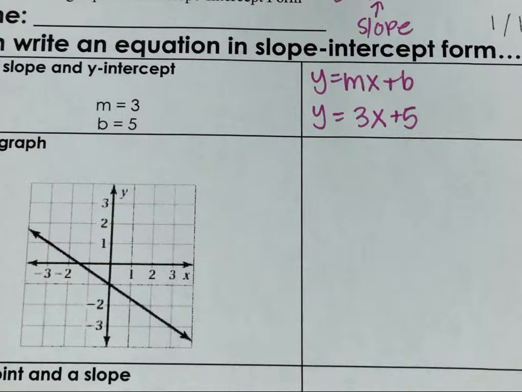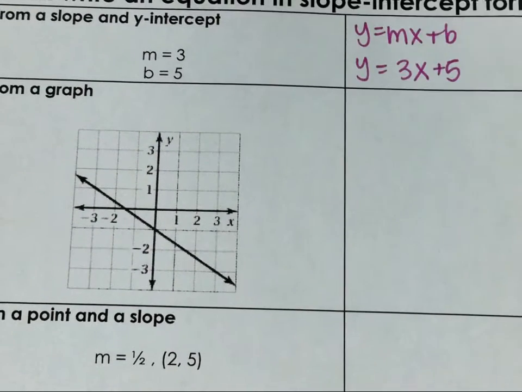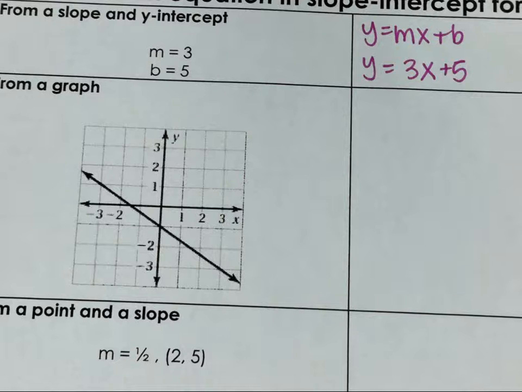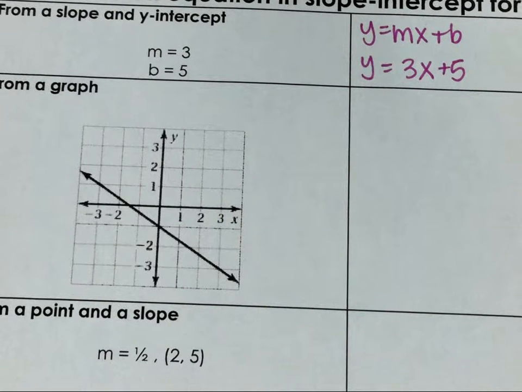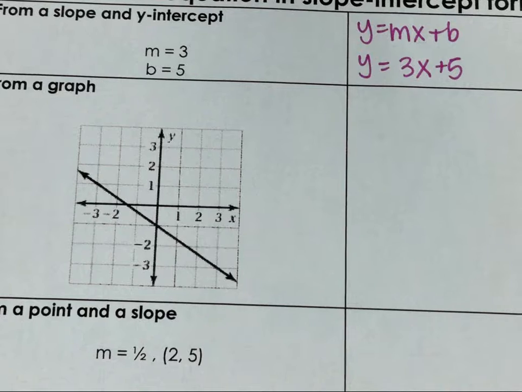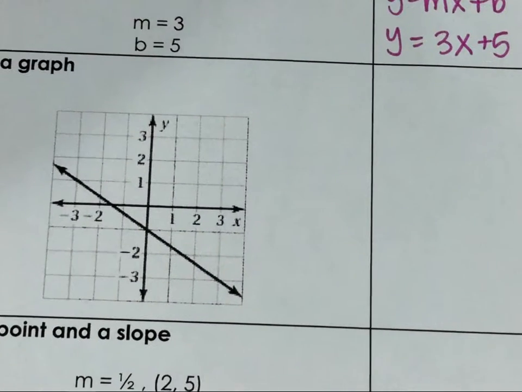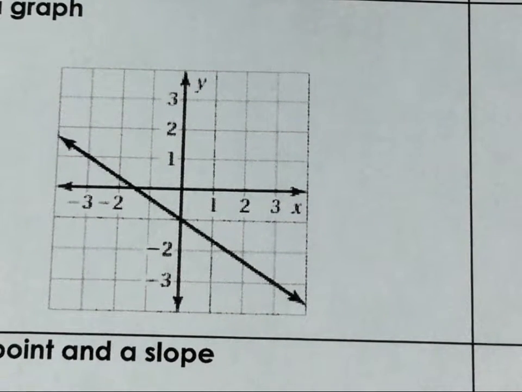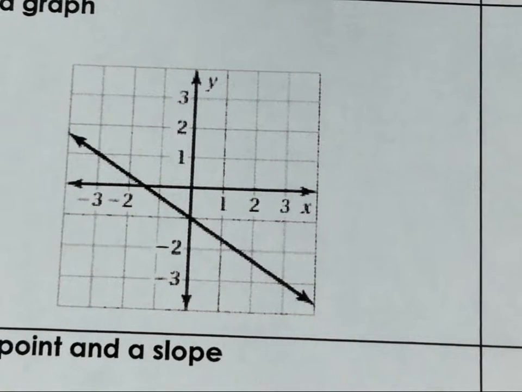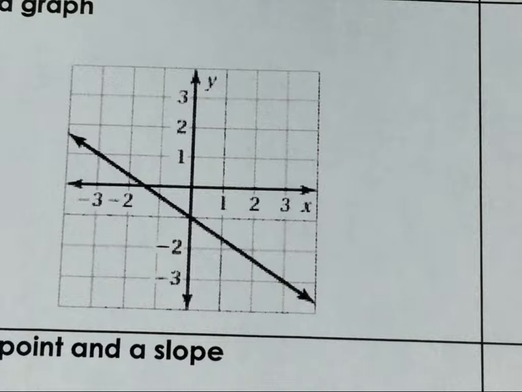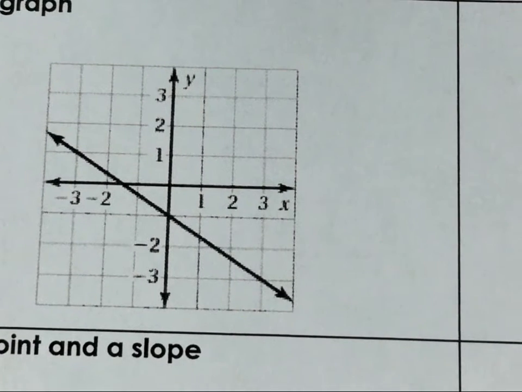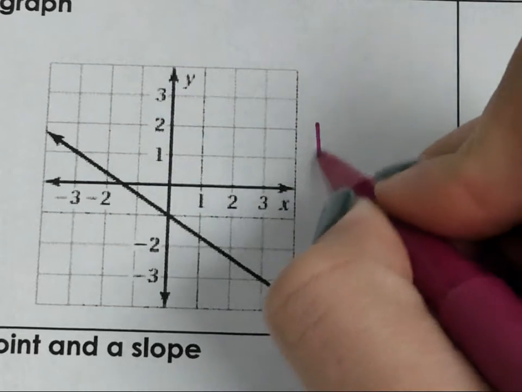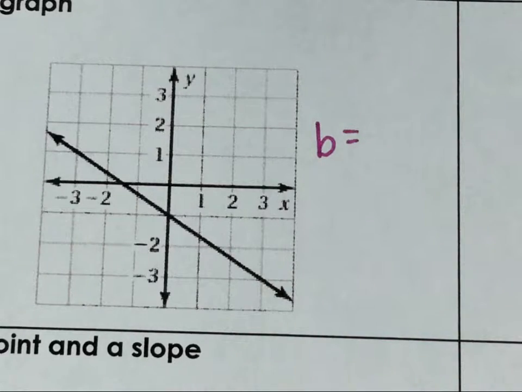Okay. Number 2 is from a graph. So last night we graphed these equations. We were given the equation and we had to graph it on the coordinate plane. We're going to do it backwards here. We're given the graph and then we're going to write the equation in slope-intercept form. So when I'm given the equation, the first thing that I need to do to graph that equation is what? What's my first step? Plot my y-intercept, okay? So if you look at this graph right here, what is my y-intercept, my b? Gabby? Negative 1. So my y-intercept is negative 1.